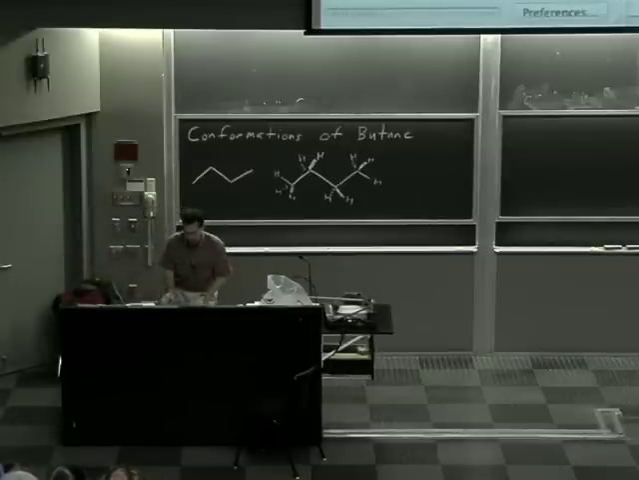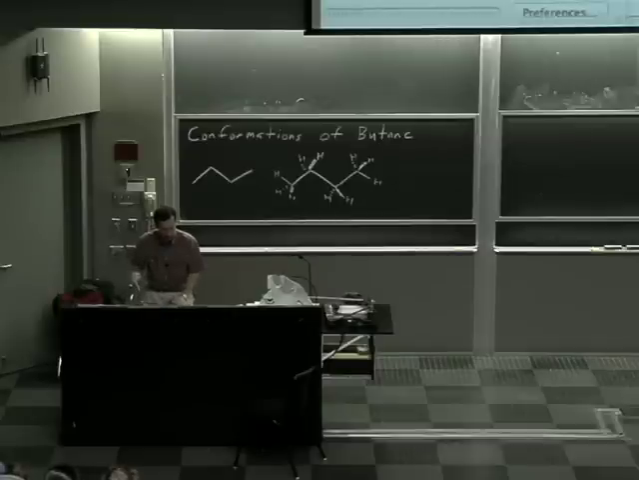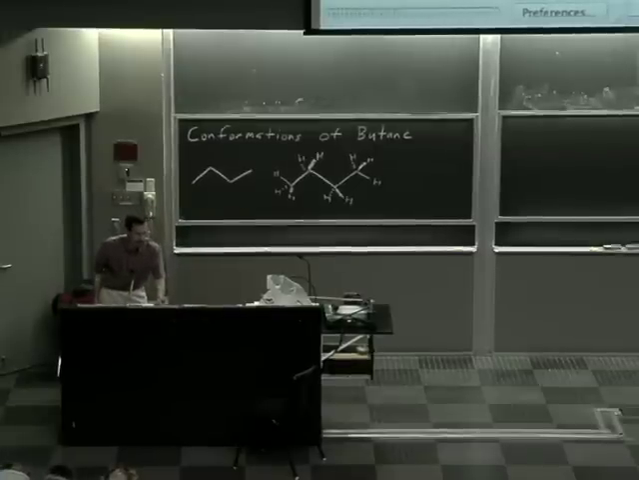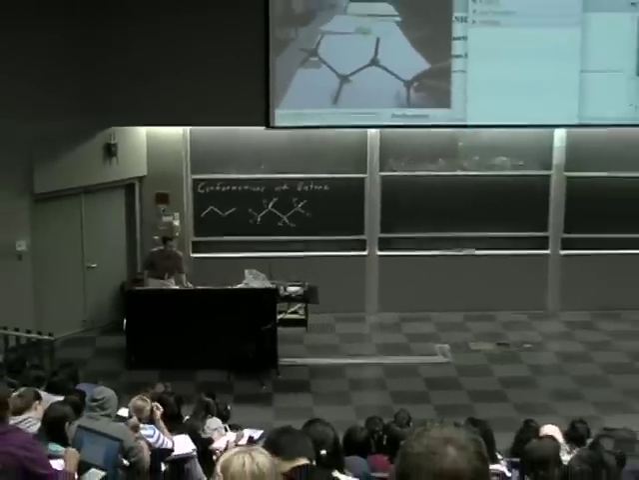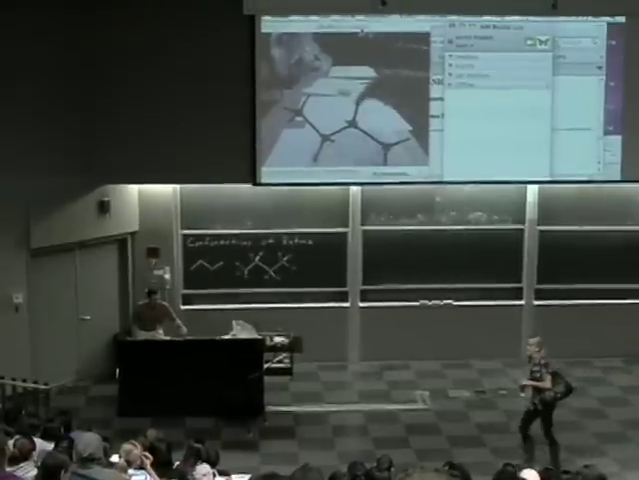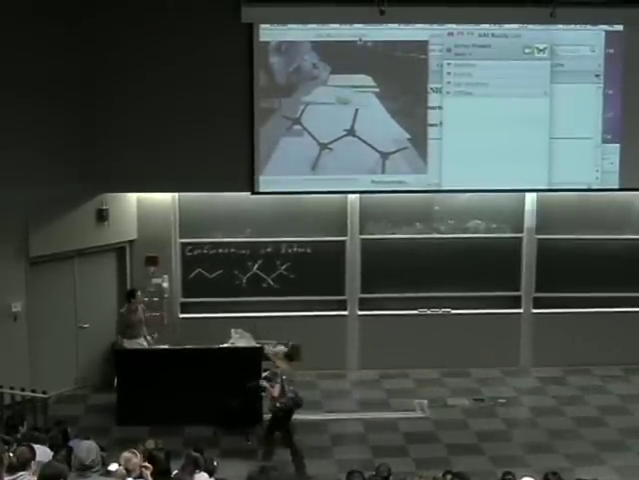Let's see if I can get this worked out. So here's a molecular model of butane. And you can see, remember, the hydrogens are just these endpoints here. So we have the zigzag conformation. I'll tilt it slightly: a hydrogen coming out, a hydrogen going back, out, back, and so forth.